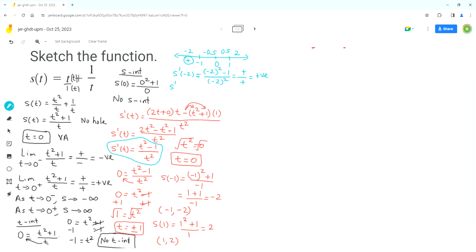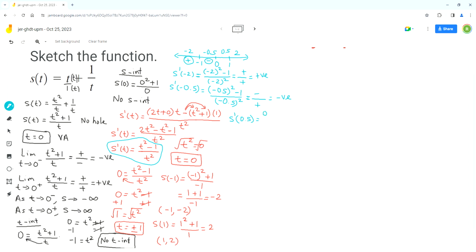Now we can use negative 0.5. So we'll get negative 0.5 squared minus 1 over negative 0.5 squared. Now negative 0.5 squared is 0.25 and 0.25 minus 1 will give us a negative value in the numerator and it will be positive in the denominator. So the overall value is negative. That means the function is decreasing between negative 1 and 0. Now we can use the positive value 0.5.